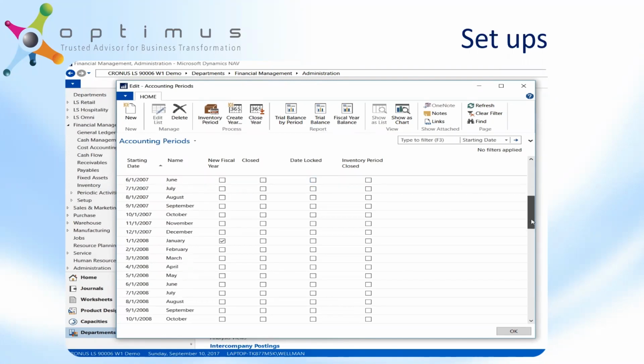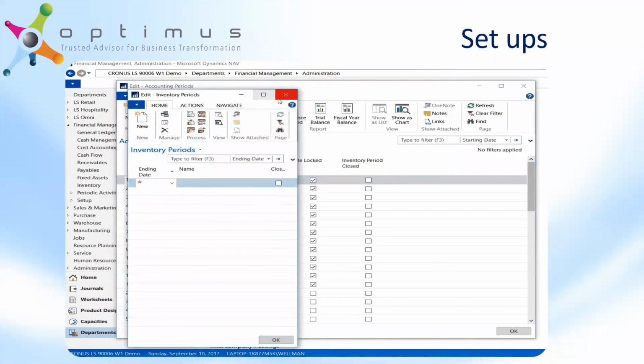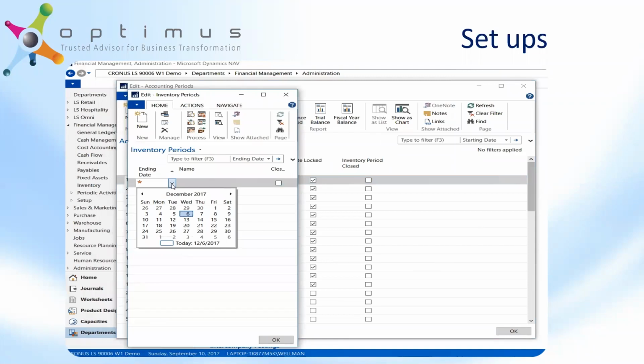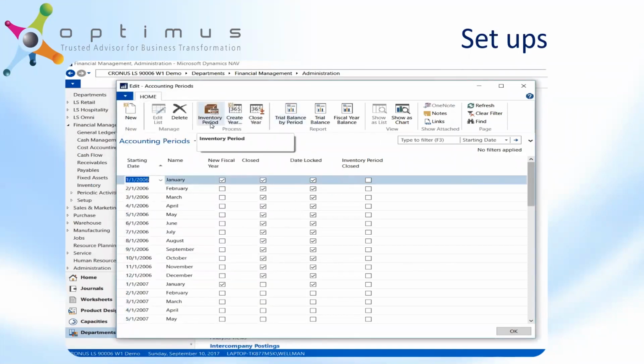I'm also showing that we have different years here, and it's very important to understand that some of the years were already closed. You can see in the accounting period section, this is the most important part for you to know what is closed already. Also, we have inventory periods that we need to close. So this is the function, just a general overview for you to see the accounting periods that are in there.